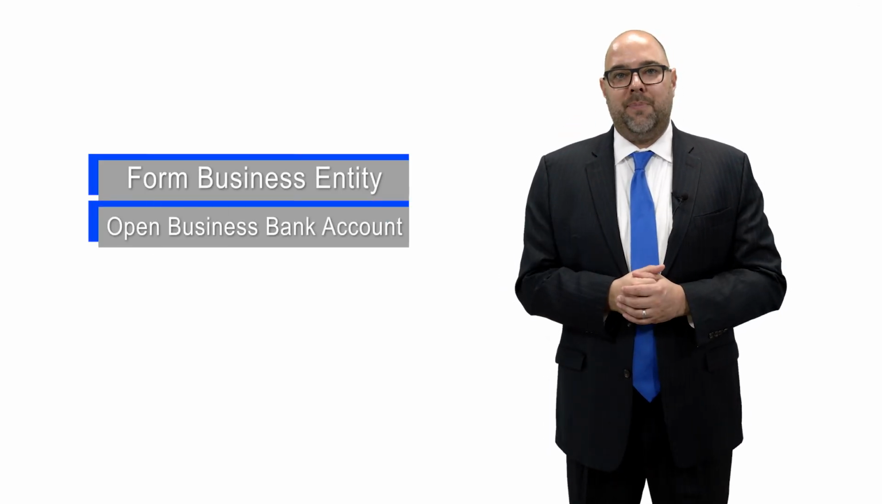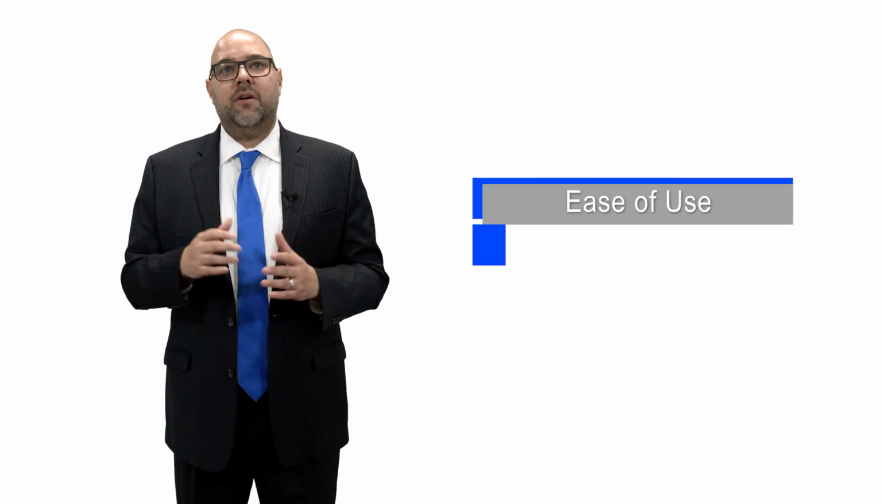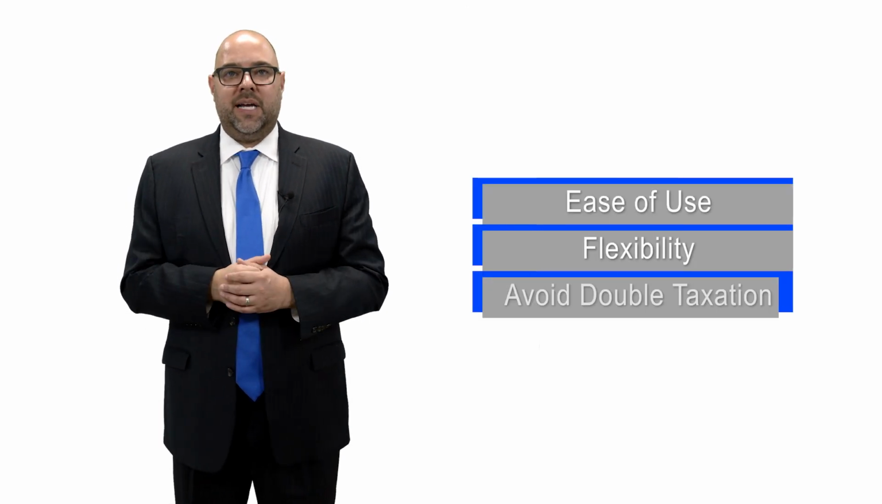Now, the second step in the E2 visa process is forming a business entity and opening your business bank account. You can set up an LLC or corporation. However, LLCs are very common and offer ease of use, flexibility, and avoid double taxation. Before making your entity selection, discuss the specifics of your case with your attorney and tax advisor.